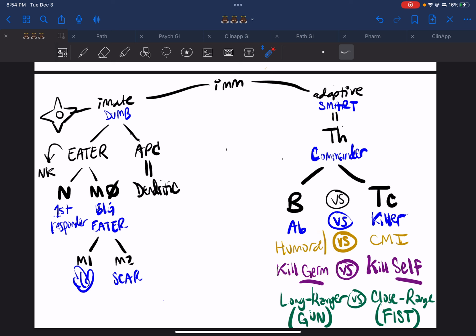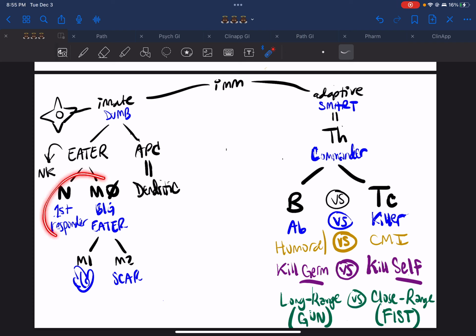First plan versus second plan. Plan A versus plan B. Ideal first try versus last resort. Long range versus close range. Using a gun versus using your fist. Hands on. So that's like the cells.